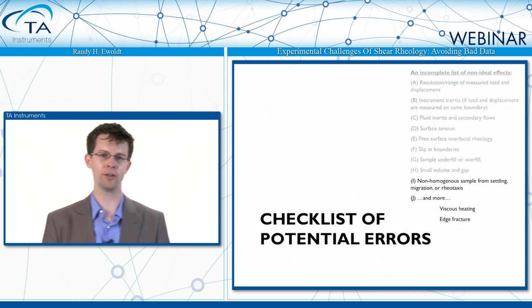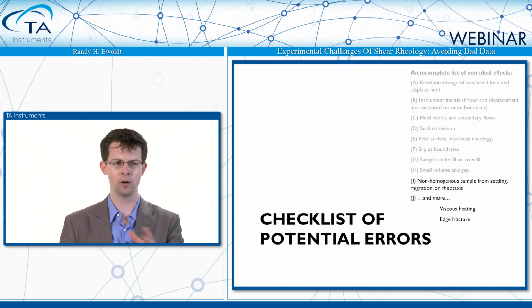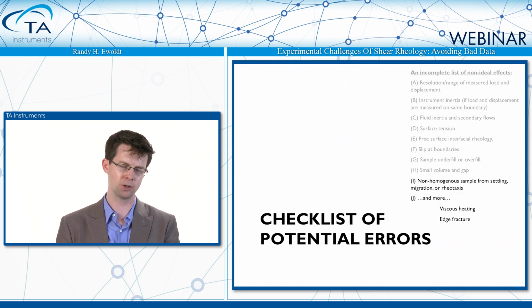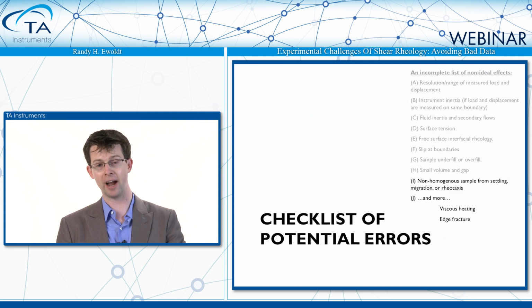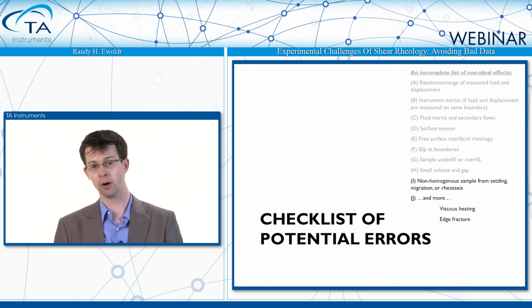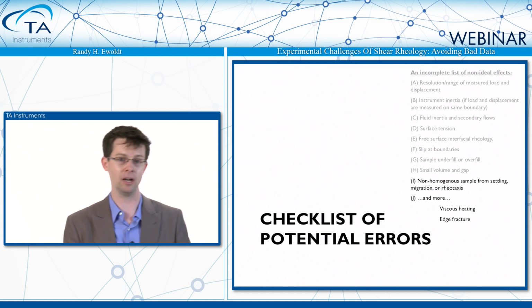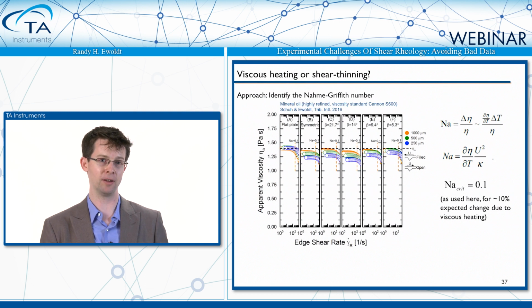Let's check back in again with our wonderful checklist of potential errors. We're almost to the end. I wonder if this is a favorite of yours of things that we haven't talked about. We haven't talked about the sample becoming non-homogeneous, so I'll show you a fun visual of that. Nor have we talked about viscous heating, nor edge fracture, and I'm sure you could brainstorm at least 3 more things that you care about or you've seen before that may not be on this list. If so, I'd be happy to take questions during the Q&A on those very things.